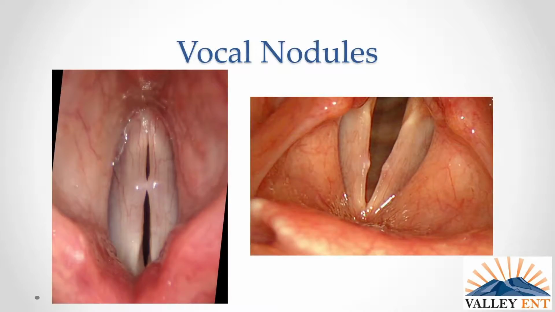Vocal nodules, so this is the one that every singer kind of dreads, and they shouldn't really, because most of them are probably going to get these at some point. These are basically wear and tear areas of inflammation. They develop at the junction between the anterior and the middle third, at the highest vibratory point of the larynx. And so these people are using their voice.